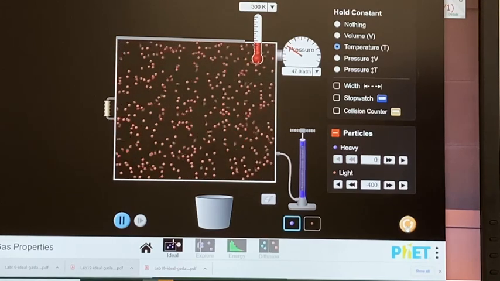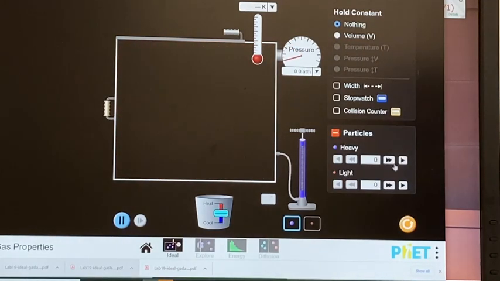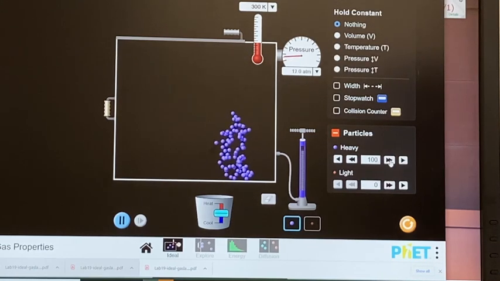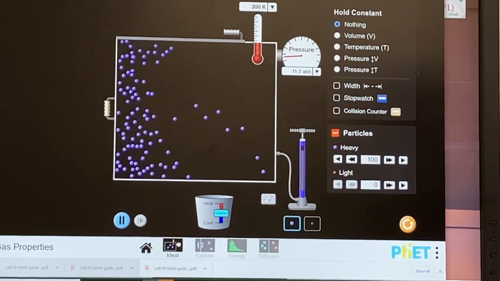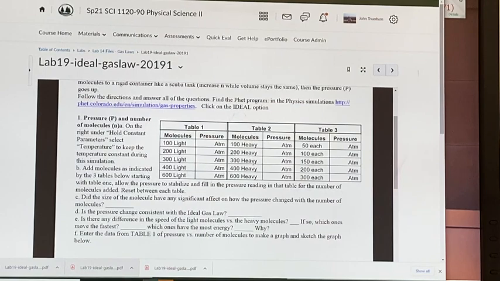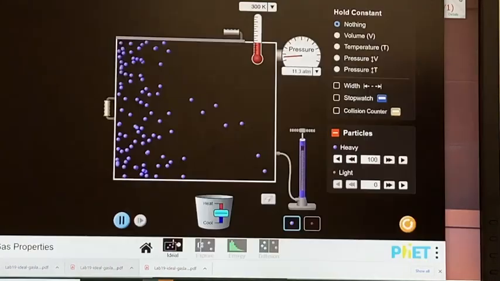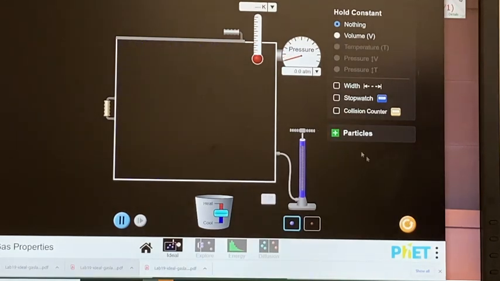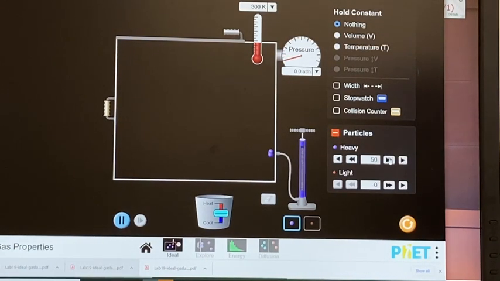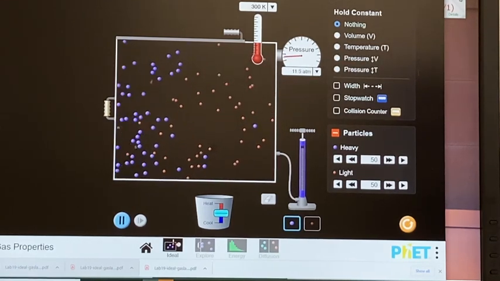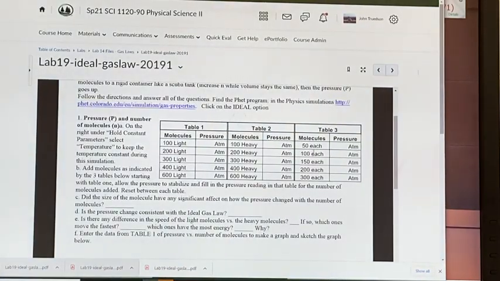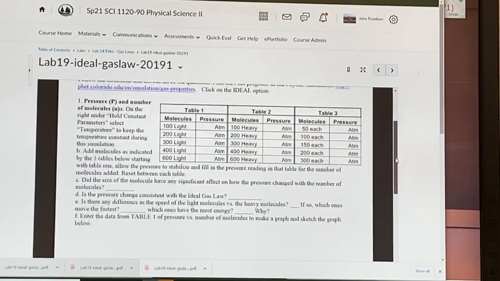Now we're going to do that with heavy molecules. You'll do heavy 100, 200, 300, 400, and 600. Then you're going to do 50 and 50 of each, and do that for 50 of each, 100 of each. So it's half, half, and half. Then what we're going to do is answer the questions.